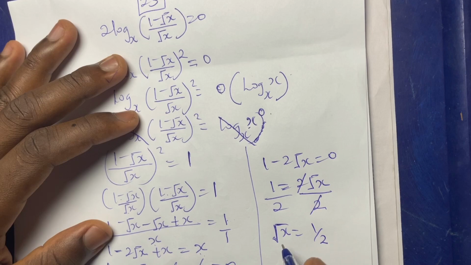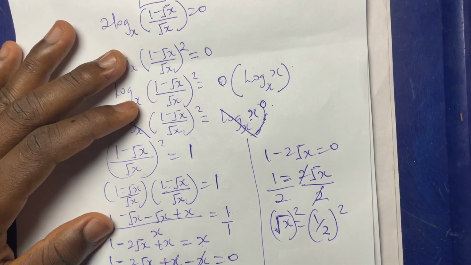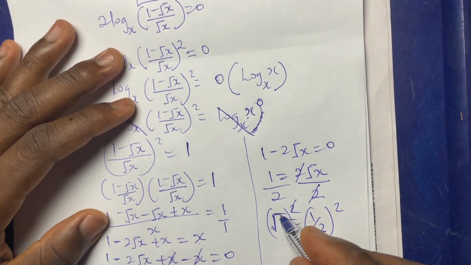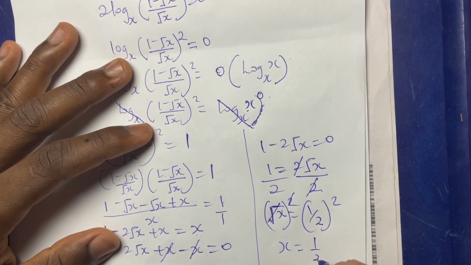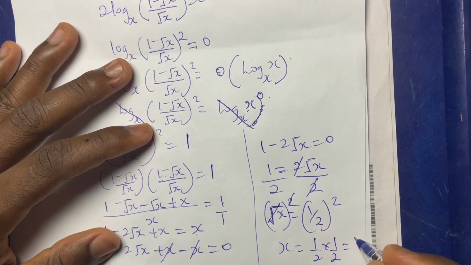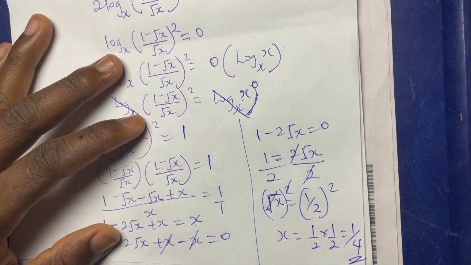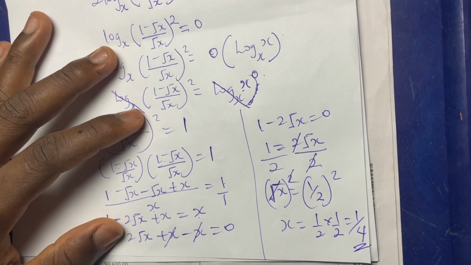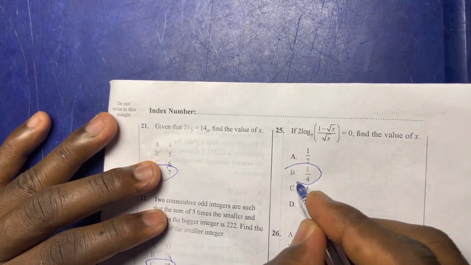For me to eliminate this square root, I will square both sides. If I square both sides, these eliminate each other, then my x will be equal to 1 over 2 times 1 over 2, and that is 1 over 4. So the value of my x is 1 over 4. Let's check here. So checking here, we have it as option B, 1 over 4.